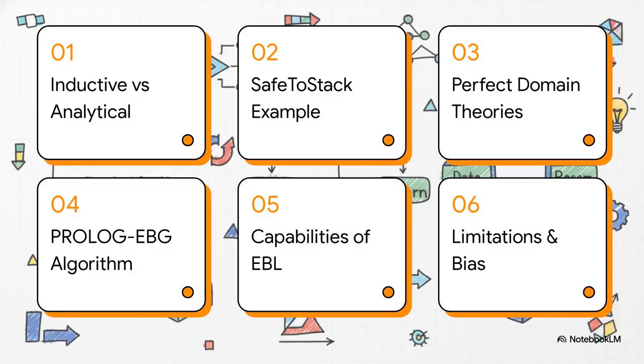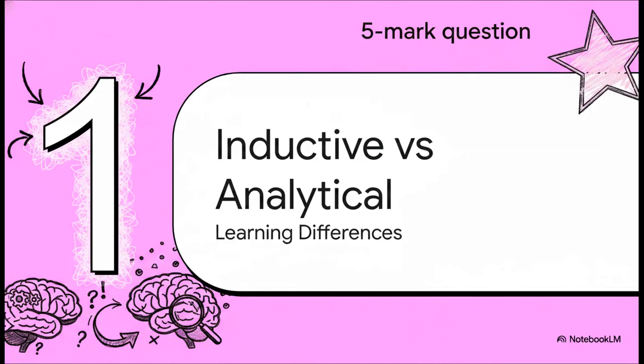Okay, let's take a quick look at our roadmap for today. We'll start with inductive versus analytical learning, then look at the safe-to-stack example, define perfect domain theories, break down the Prolog EBG algorithm, explore the capabilities of EBL, and wrap up with its limitations and inductive bias. All right, let's kick things off with Section 1, Inductive versus Analytical Learning.